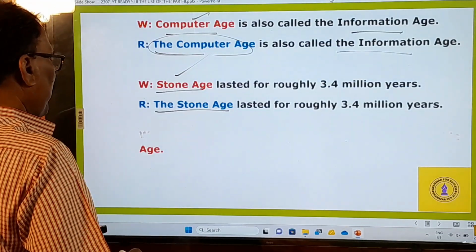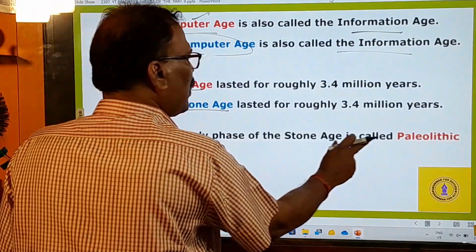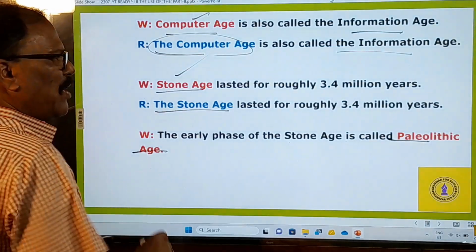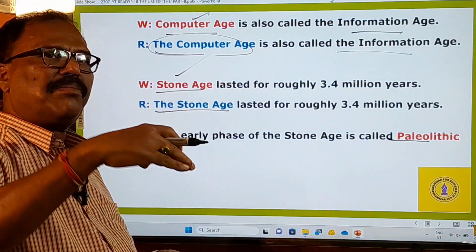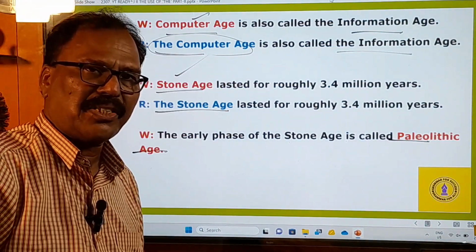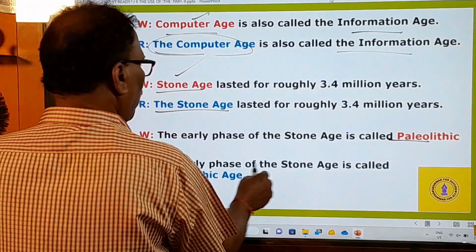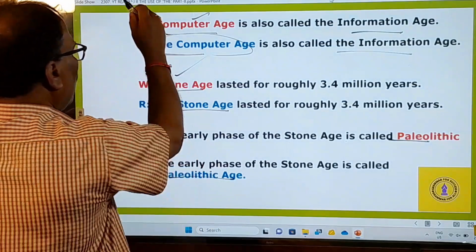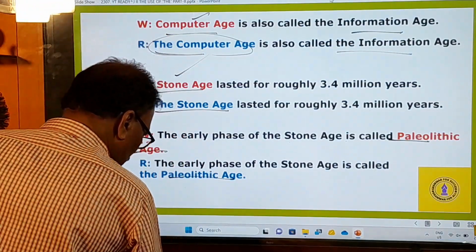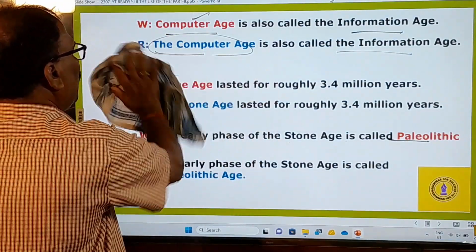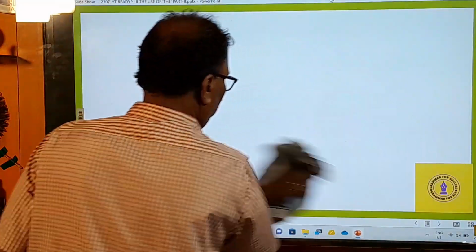The Stone Age. Okay. The early phase of the Stone Age is called the Paleolithic Age. Paleolithic Age means the early period of the Stone Age is called Paleolithic Age. Sir, please, before all the names of ages, we have to use the definite article. You go to the next rule.